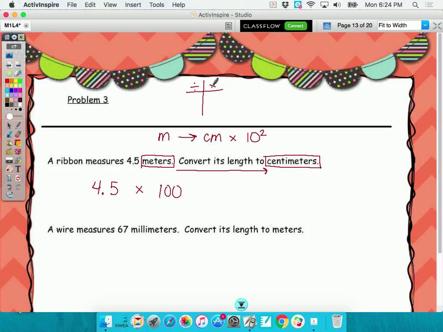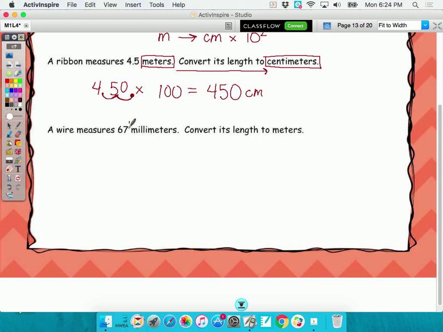Decimal. We have so many tricks, but I think we can remember them. Okay, so how many place values? Which way? Very good. So remember, my last zero that I put on there, I like it to be larger so that I make sure I get the decimal in the right place when I write the number. So my answer to this problem is 450 centimeters. If I wanted to answer in a sentence, I could say the ribbon would measure 450 centimeters.